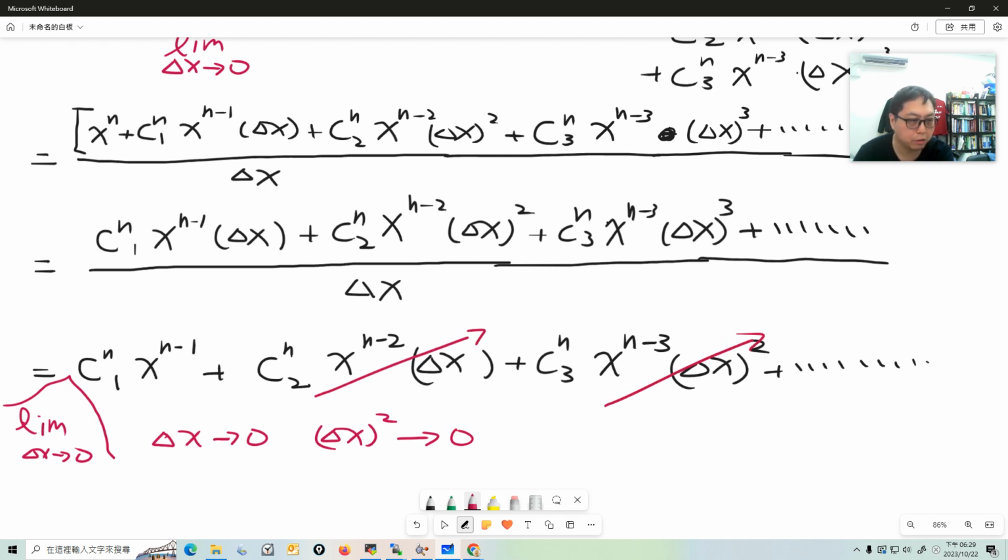So what do we get? Our final result will be C(n,1) x to the power n minus 1, and C(n,1) is equal to n, so it's n x to the n minus 1. That's where this rule comes from: the derivative of x to the power n with respect to x becomes n times x to the power n minus 1.